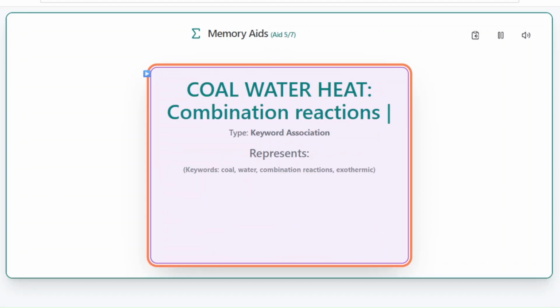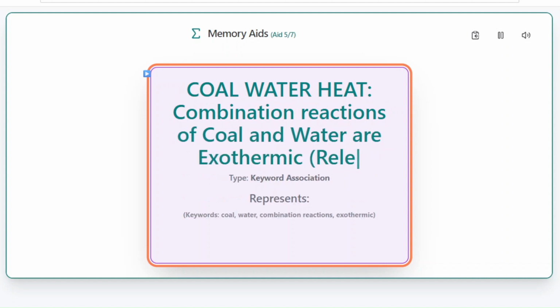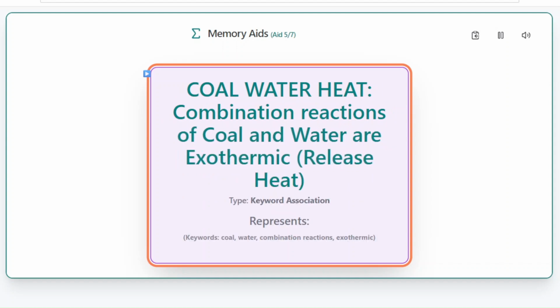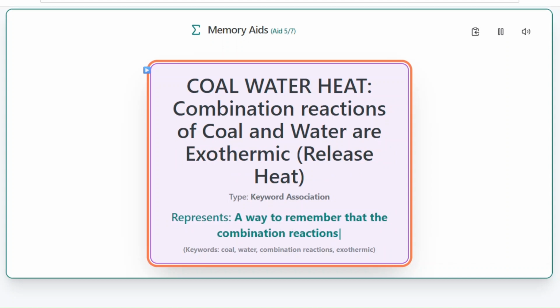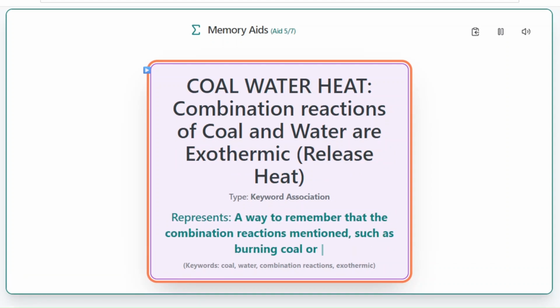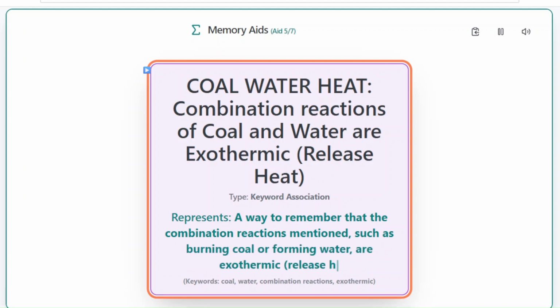Coal water heat. Combination reactions of coal and water are exothermic, release heat. Which represents a way to remember that the combination reactions mentioned, such as burning coal or forming water, are exothermic, release heat.